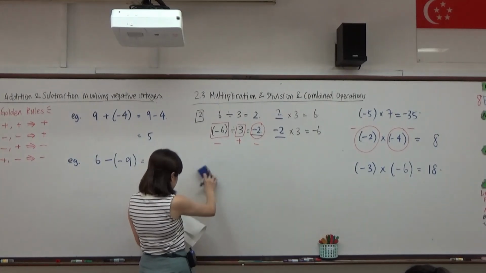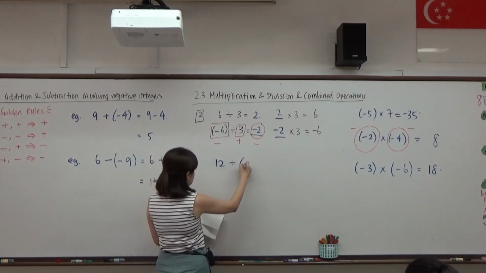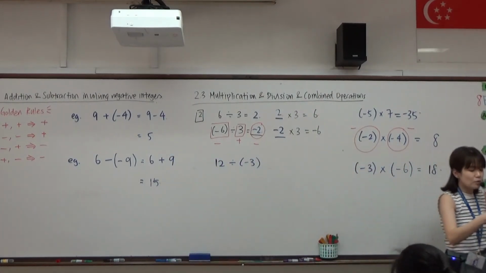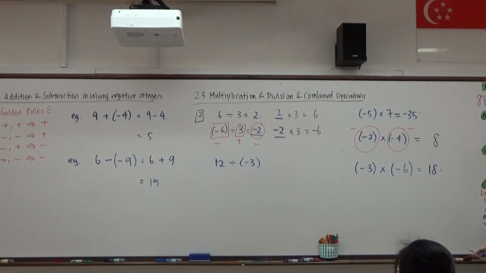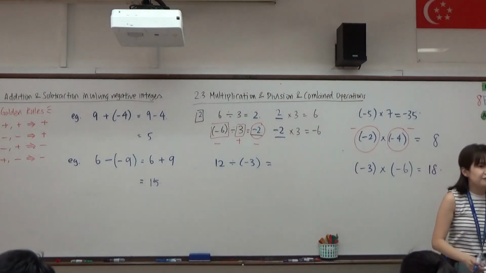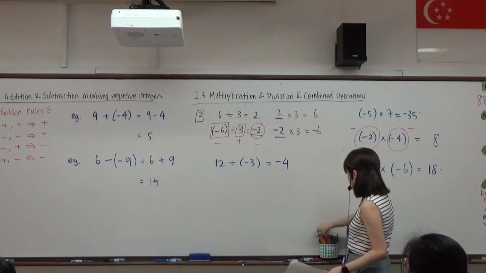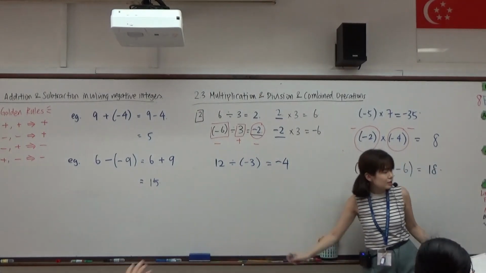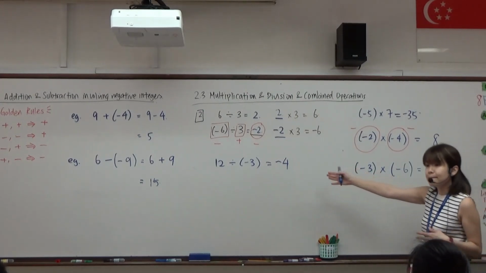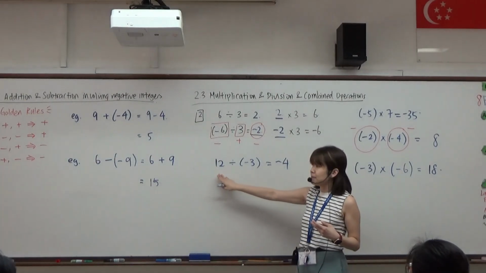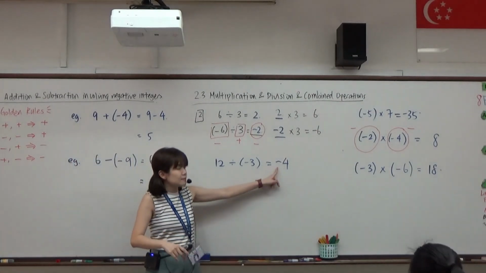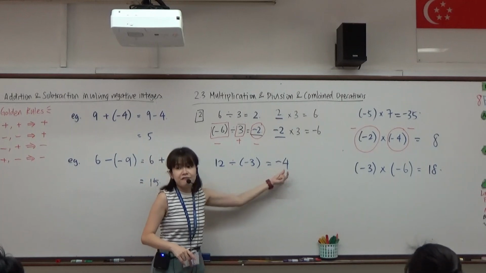Let me give you some examples. 12 divided by negative 3. What will you get, Xavier? Finally, your turn. What do you think you'll get? Negative 4. Let's ask someone, do you agree, Joan? 12 divided by negative 3 is negative 4? Anybody disagree? Positive, negative gives us negative, so the answer must be negative. Then we take 12 divided by 3 is 4.